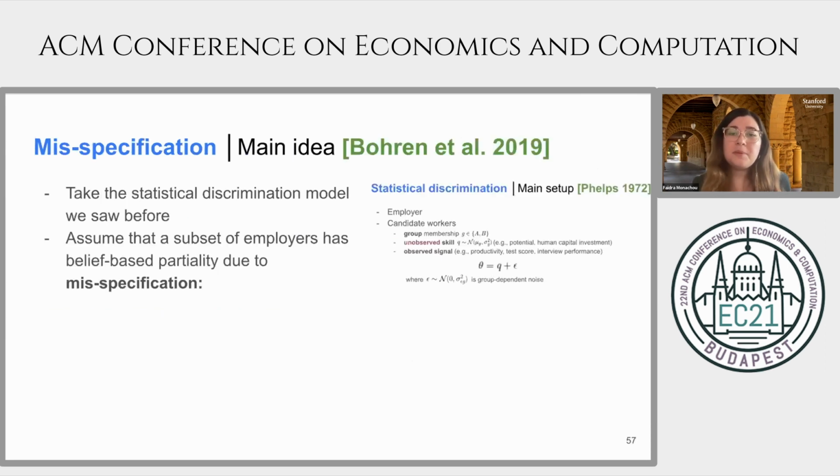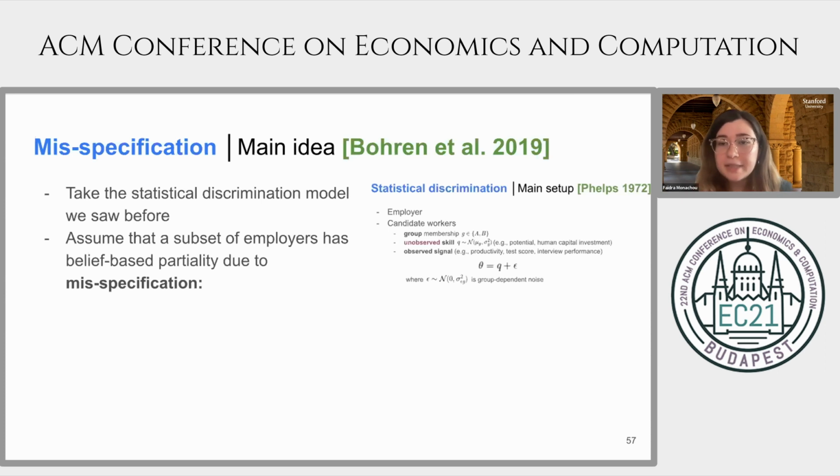Okay, so this was Phelps' model. And while we're still here in the statistical discrimination framework, let me very quickly jump from 1972 and Phelps to a very recent model that we see in Bohren et al. in 2019. So the idea here is very simple. We take the exact same model that Phelps used, and the only change we make is that now a subset of employers has what we call belief-based partiality due to mis-specification.